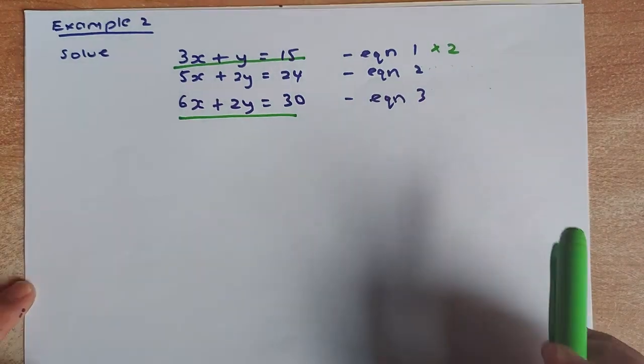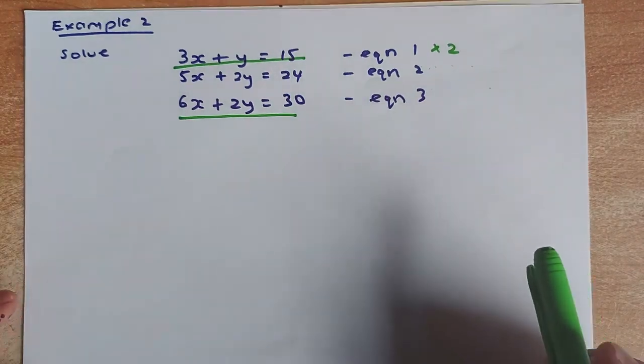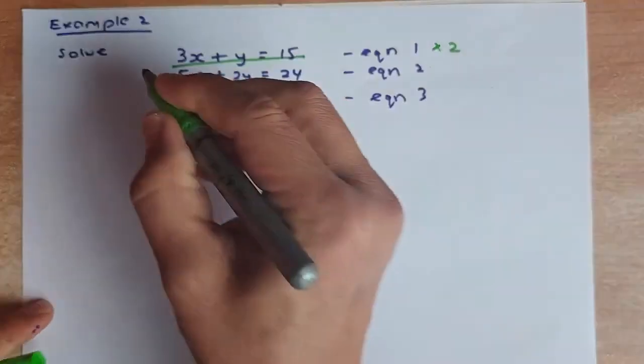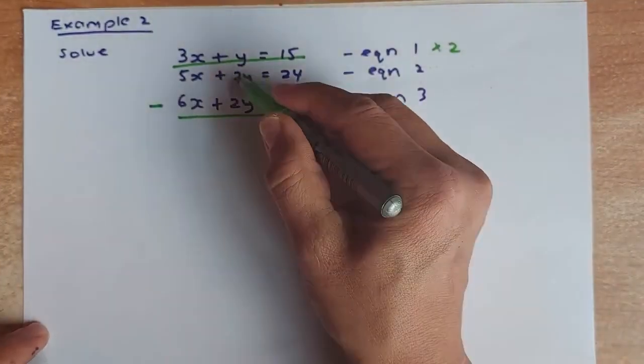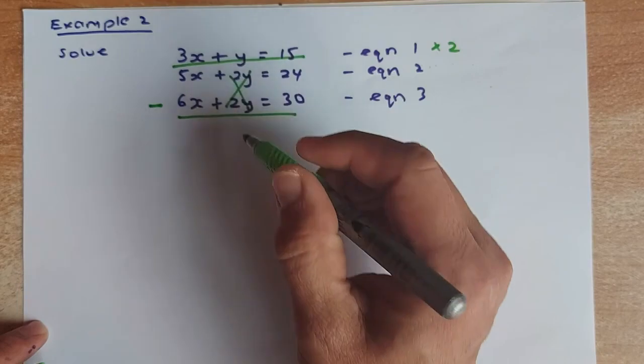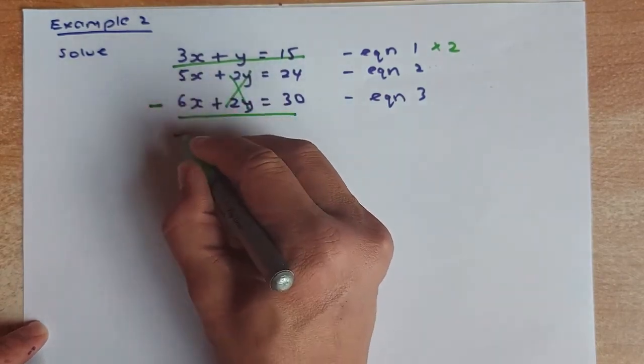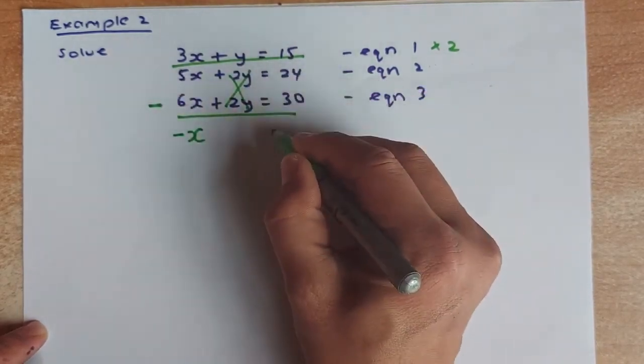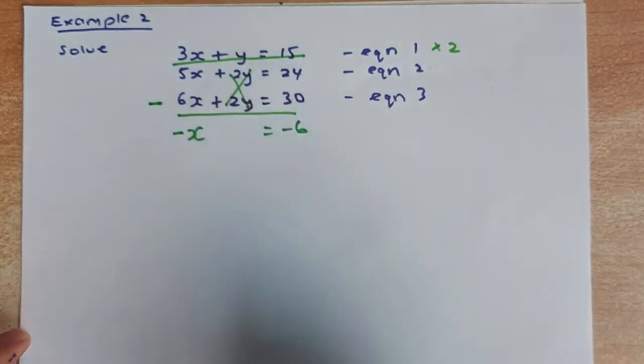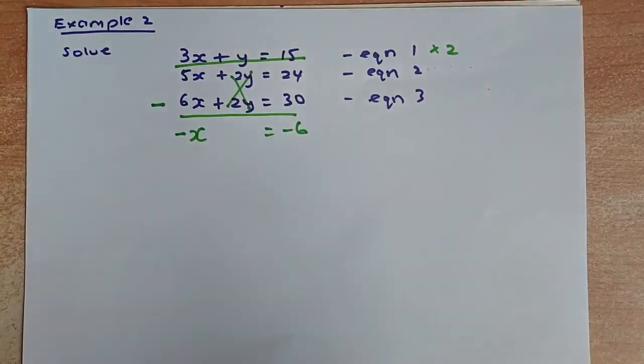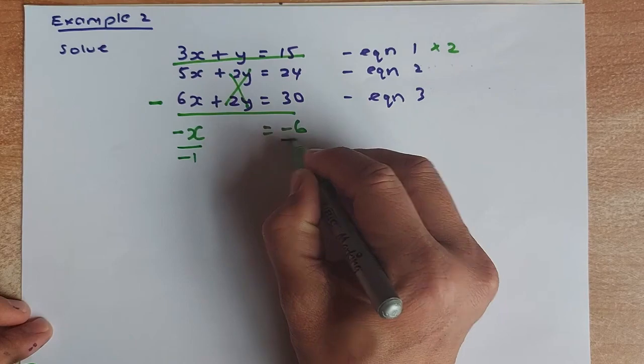So what you are going to do is eliminate them. You either add or subtract. Because both of them are positive, we are going to subtract. So 2y minus y, they will be eliminated. 5x minus 6x is going to be minus x. 24 minus 30 is going to be minus 6. And then to solve it, you just divide by negative 1 on both sides.